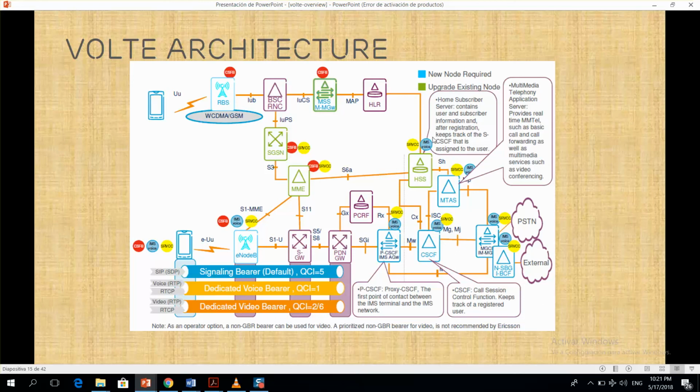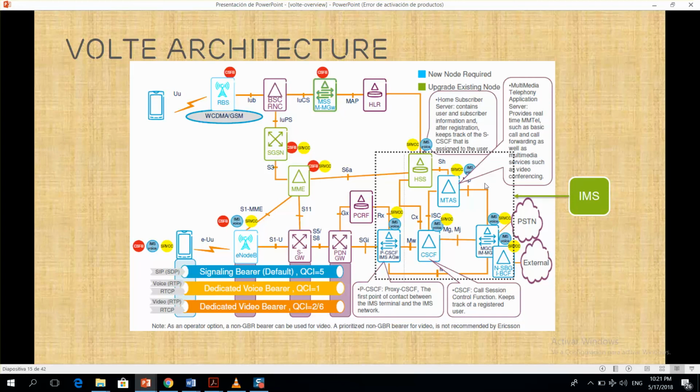When you are doing your registration, the HSS contains user and subscriber information, and after registration keeps track of the SCSCF that's assigned to the user. Let's say you have 10 SCSCFs in your network. Which one is going to take the registration? The HSS must take note, so it says, fine, you are registered in SCSCF 1 or SCSCF 2, for example. So let's move on.